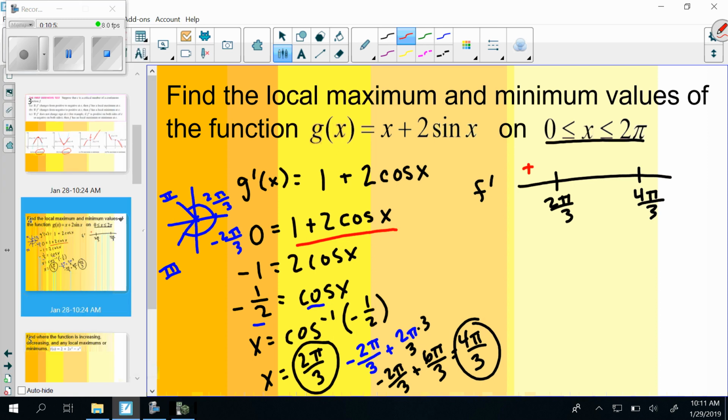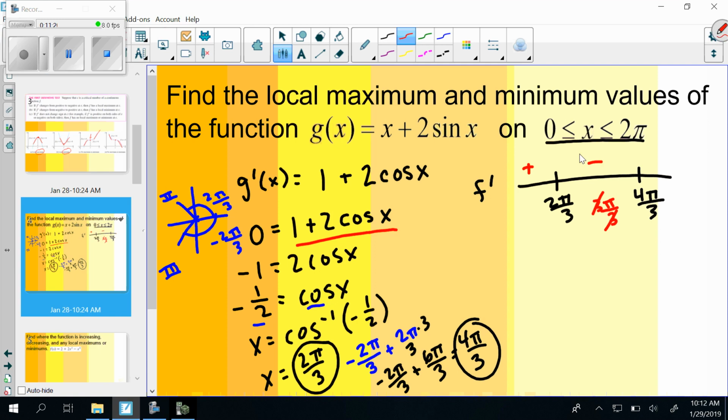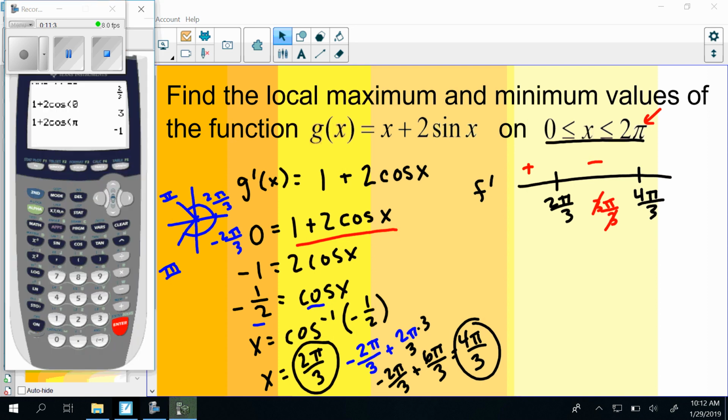Let's pick a number in between 2 pi over 3 and 4 pi over 3. 3 pi over 3 would be a number we could check in between, which is just the same as pi. So let's check what this would be at pi. Similarly, if we do 1 plus 2 cosine of pi, we get negative 1. So in this region, the slope is negative, or decreasing. Let's do one more. Let's check a number bigger than 4 pi over 3. 2 pi would definitely be bigger than that. So let's check it out. What do we get when we put in 2 pi?